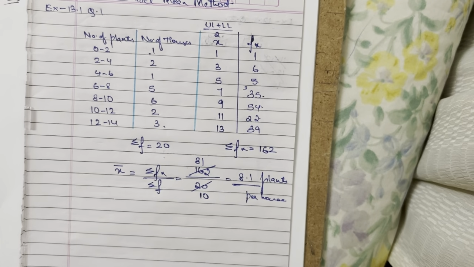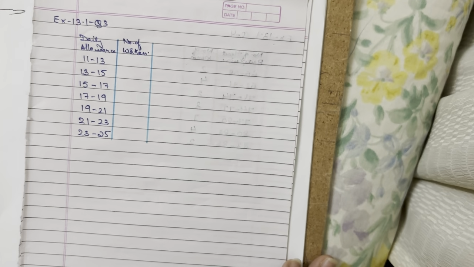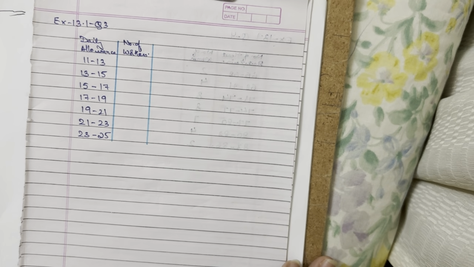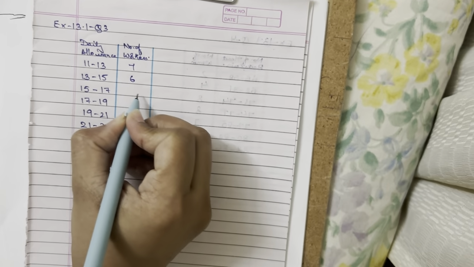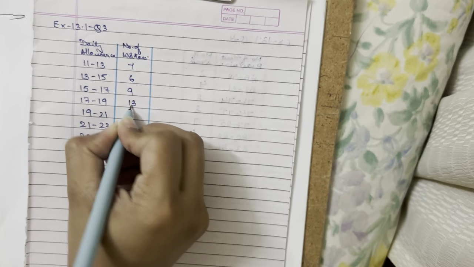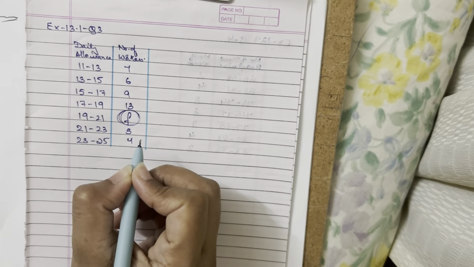Okay, now let's move to the next question, which is the third question of the exercise. When we look at the third question, what we see in this particular question is that there is a missing frequency. What is given over here? There is a missing frequency that has been given for you. Now you are required to calculate this missing frequency.